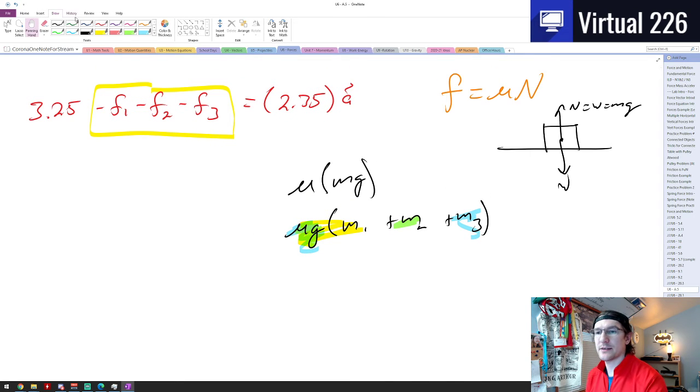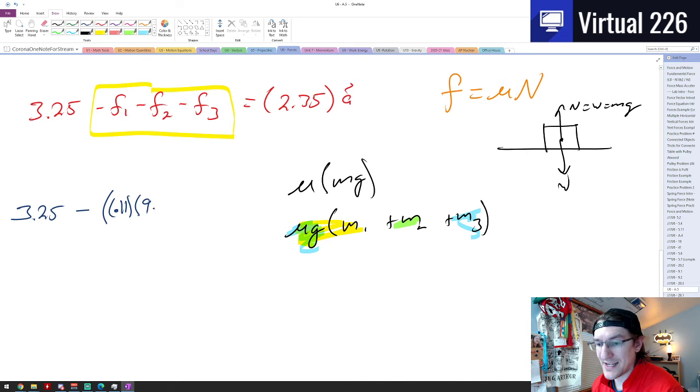So we can actually write this as 3.25 minus, and then this will be 0.11, that's mu, our coefficient of friction, times 9.8, that's gravity. And then what's m1 plus m2 plus m3? Well, that's 2.35.